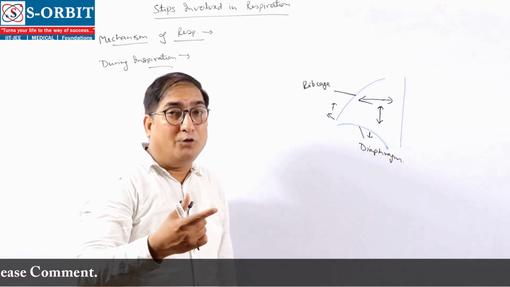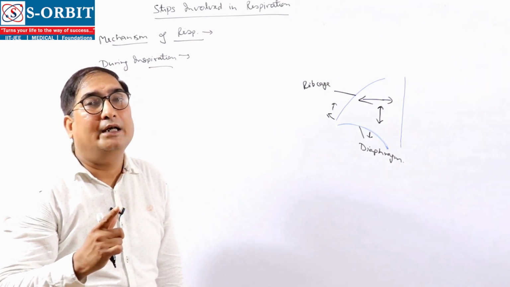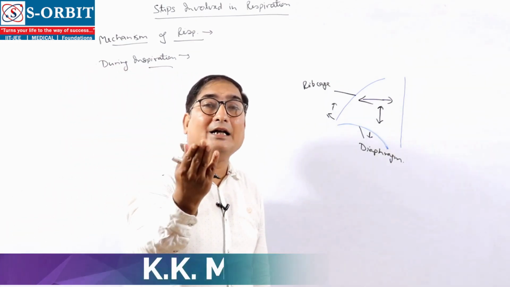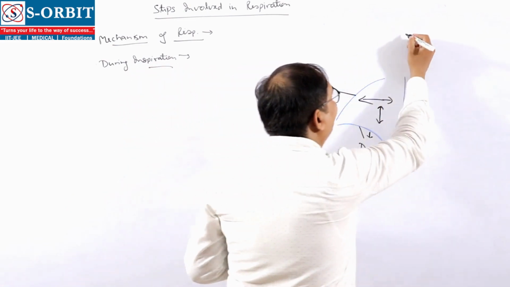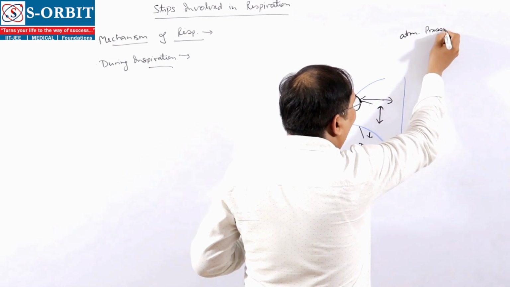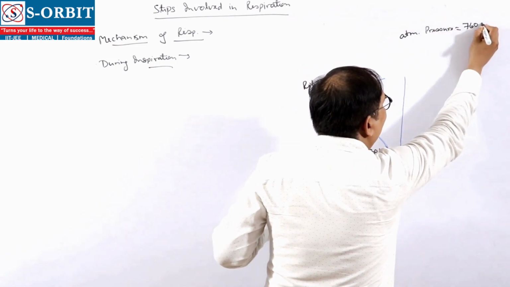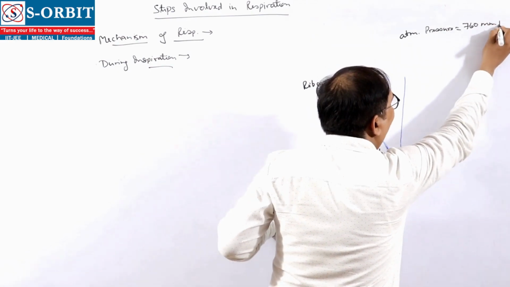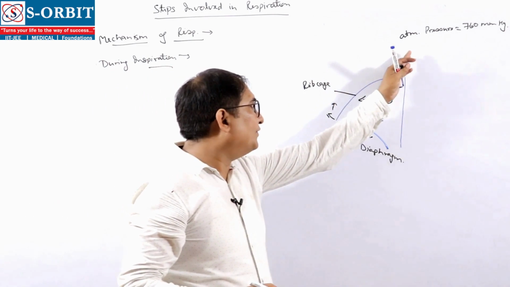intrathoracic volume to increase, and an increase in volume causes what? Increase in volume causes intrathoracic pressure to decrease below what? Below the atmospheric pressure. And you all know that atmospheric pressure is about 760 mm Hg at sea level.